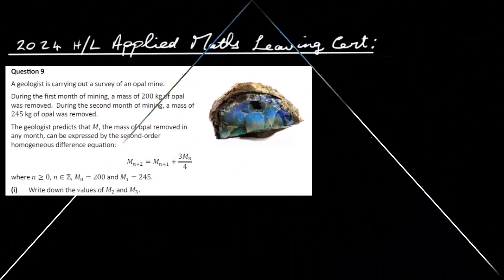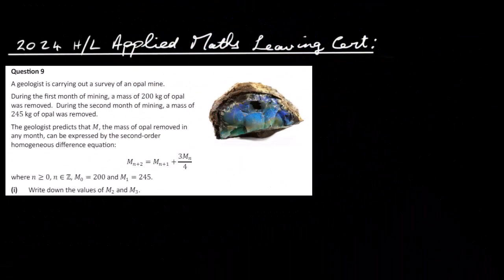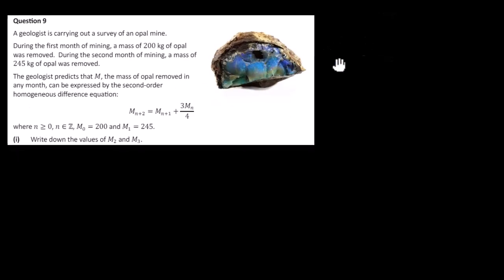So this is the 2024 Higher Level Applied Maths Leaving Cert paper question 9. A geologist is carrying out a survey of an opal mine. During the first month of mining, a mass of 200 kilograms of opal was removed. During the second month of mining, a mass of 245 kilograms of opal was removed.